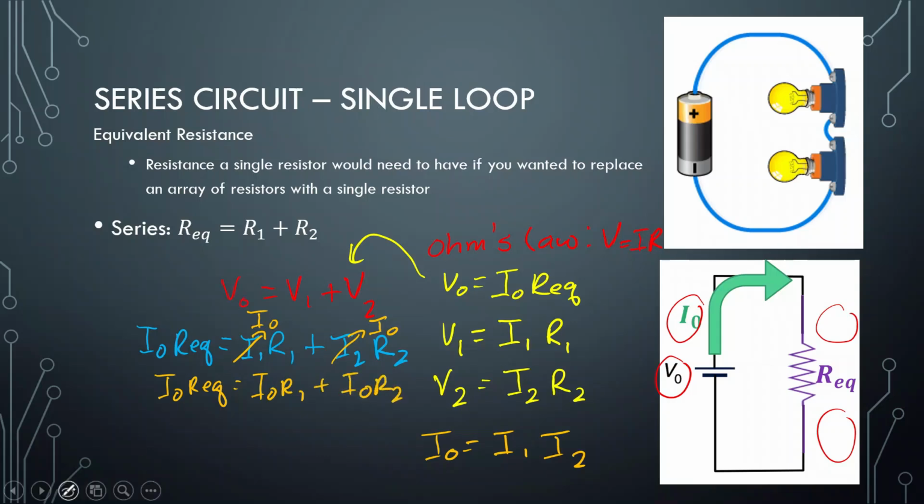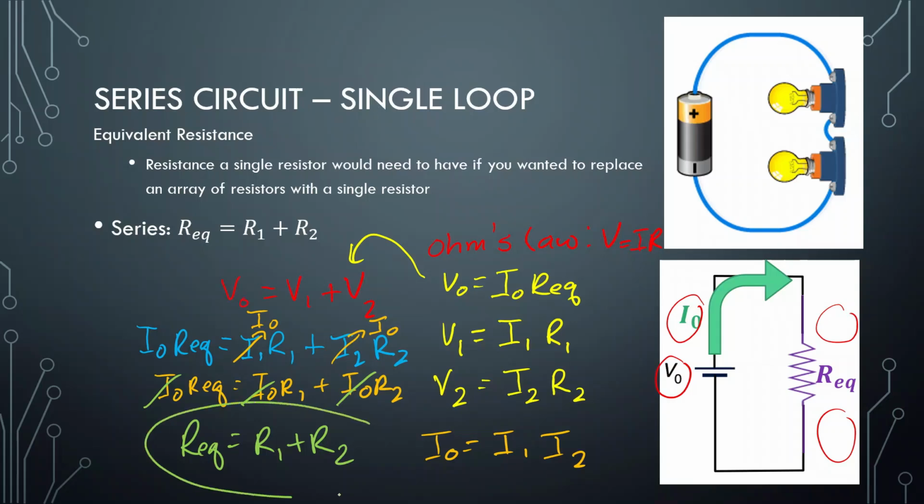And if I was to divide out this whole equation by I0, I get that Req is equal to R1 plus R2. And if I was to repeat this with even more components, I'm still going to end up with this just adding up. So the more components I add into my loop, the larger the equivalent resistance is going to be.